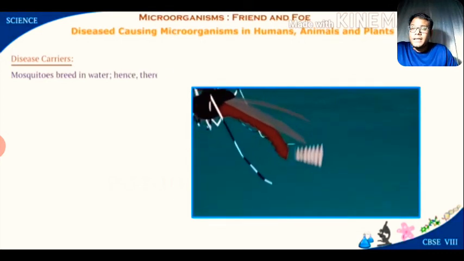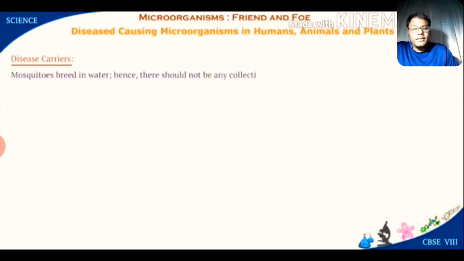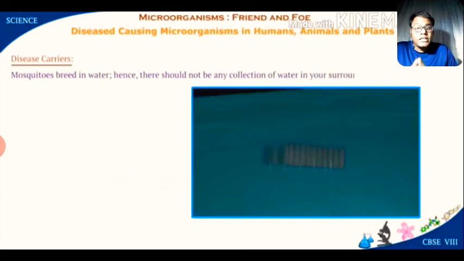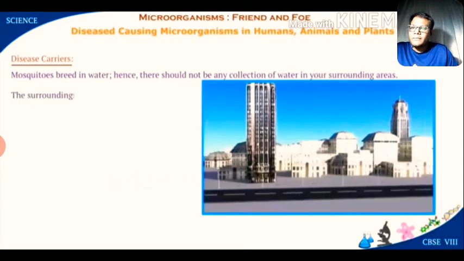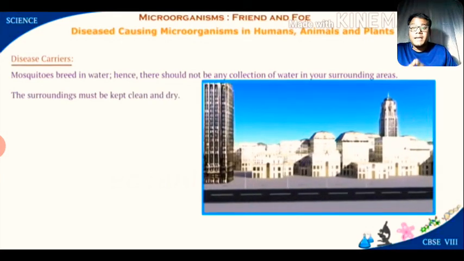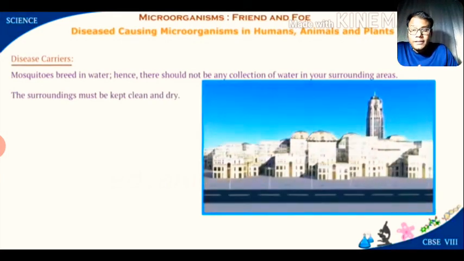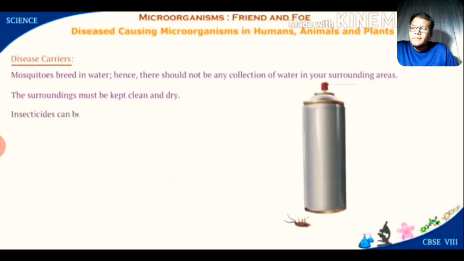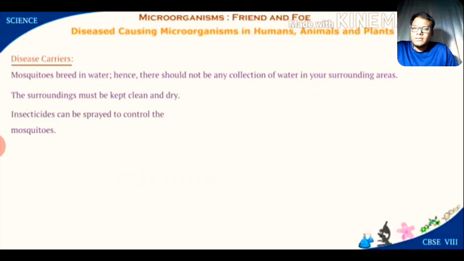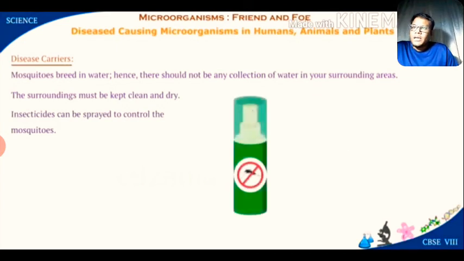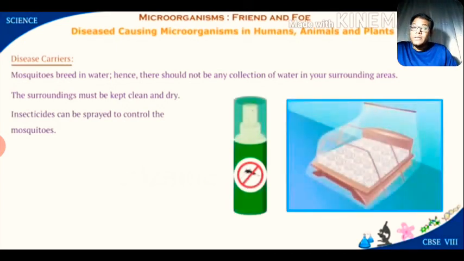Mosquitoes breed in water, hence there should not be any collection of water in your surrounding areas. The surroundings must be kept clean and dry. Insecticides can be sprayed to control the mosquitoes. Use mosquito nets to prevent any infections.